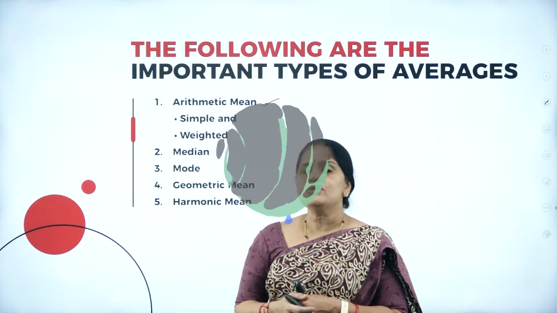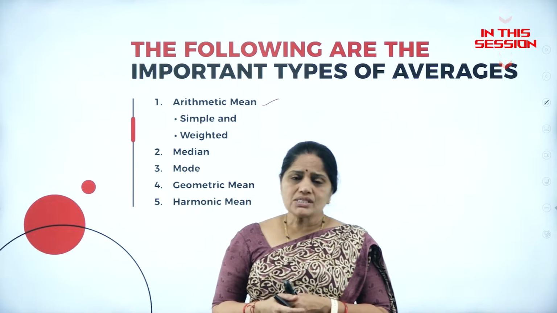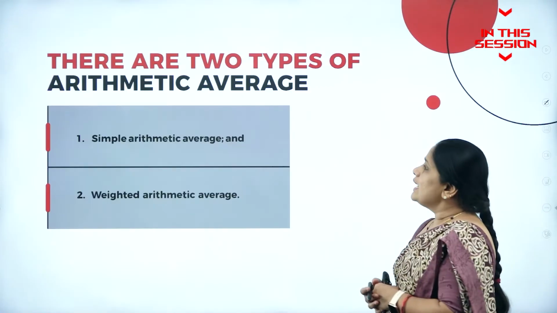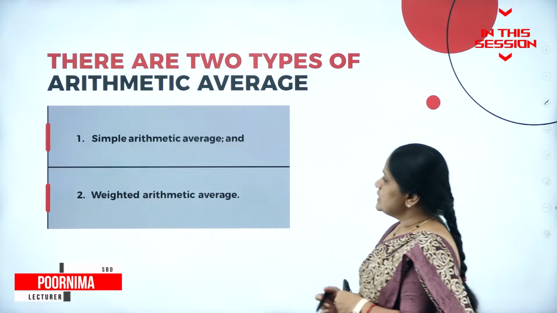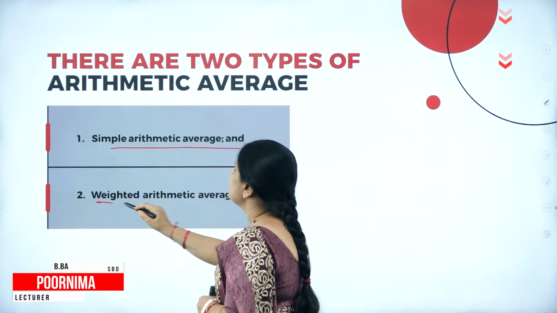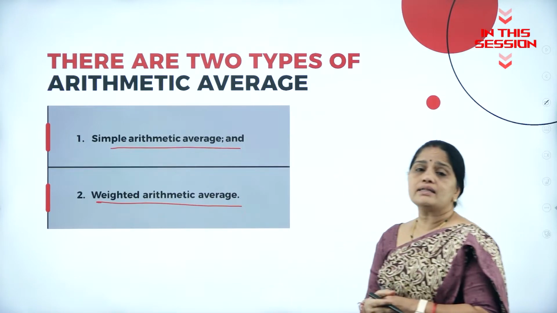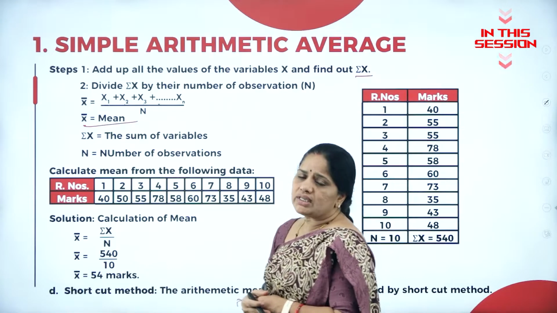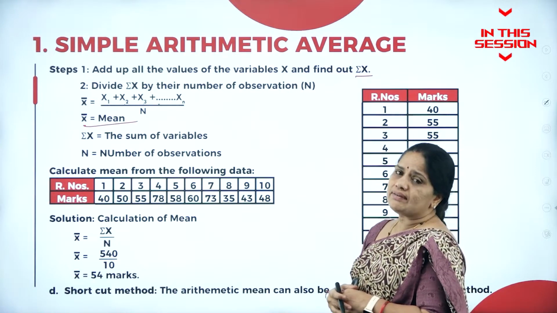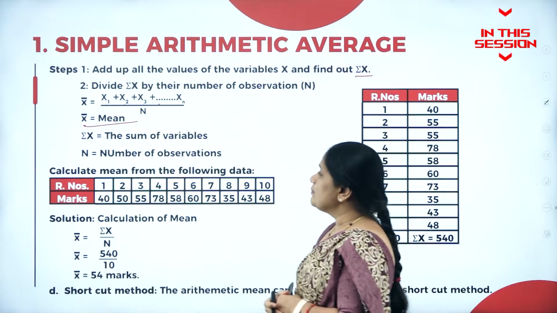So whatever values are given in the data, based on that, we can calculate the arithmetic mean. There are two types of arithmetic average. One is the simple arithmetic average and the second one is the weighted arithmetic average. So whatever the values are given in the data, you add up all the values and divide it by n, we get the mean value.